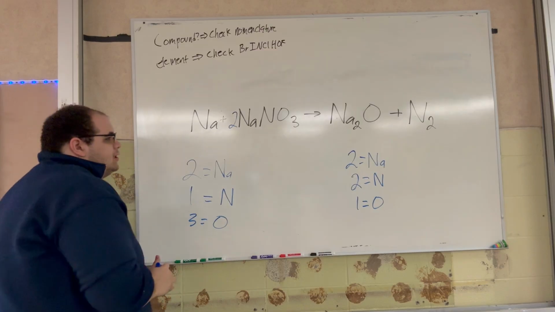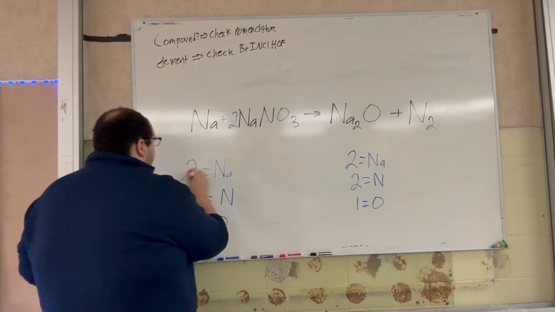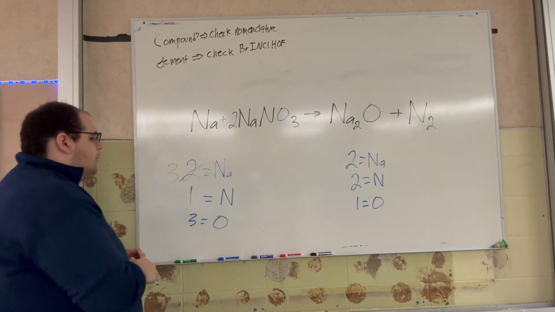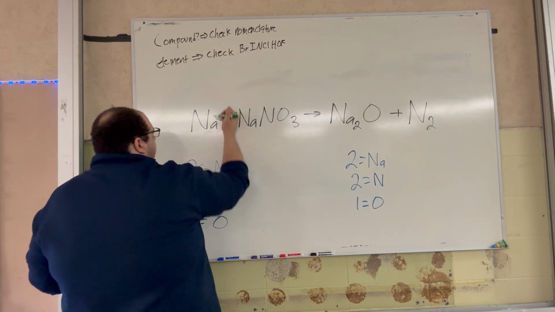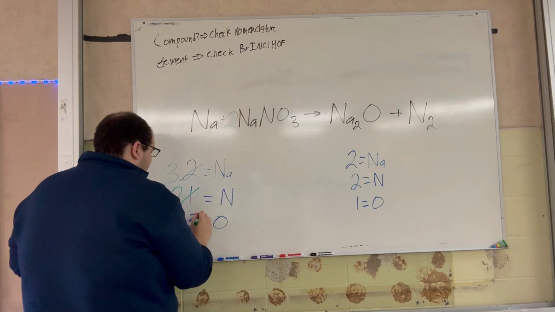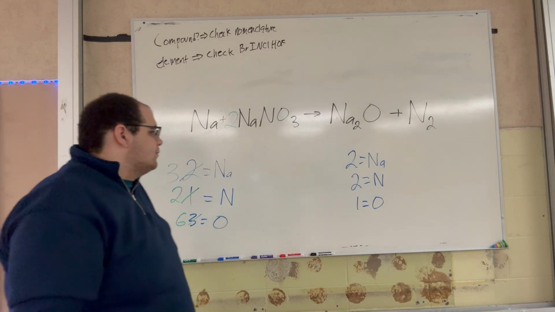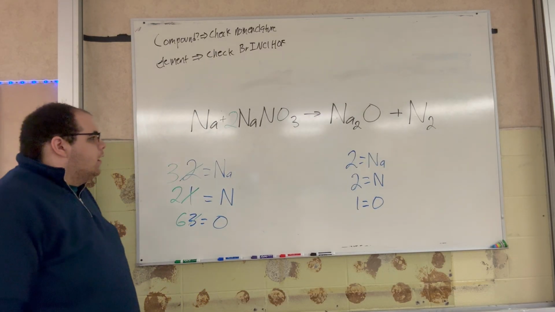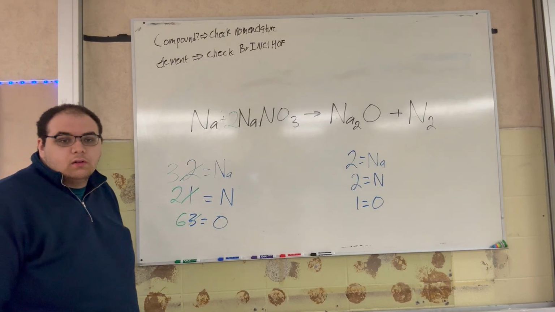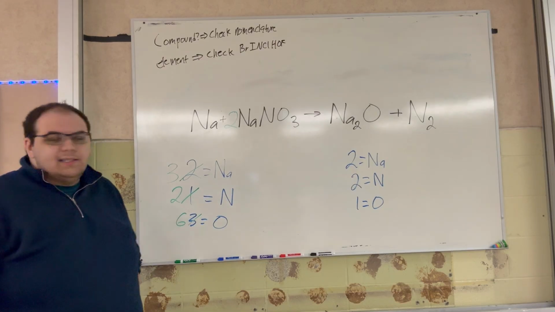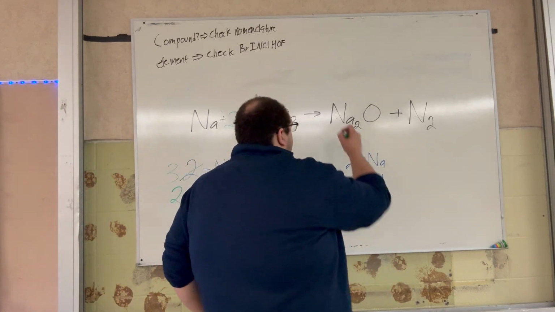By doing that, that changes my sodiums. How many sodiums do I have now on the left? I see 3. How many nitrogens? 2. And how many oxygens? 6. That changed a bunch of stuff, so now I need to go to the right and fix some stuff. What would you like to fix? There's one here that's easier than the other. Oxygen. Why is oxygen easier? Because you can just multiply it by 6. Yeah, I can just multiply this by 6.